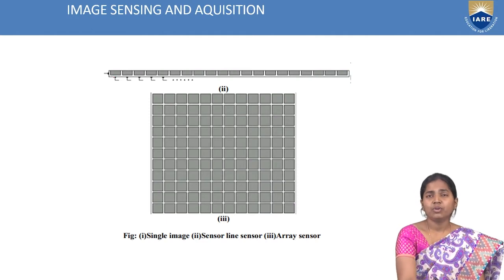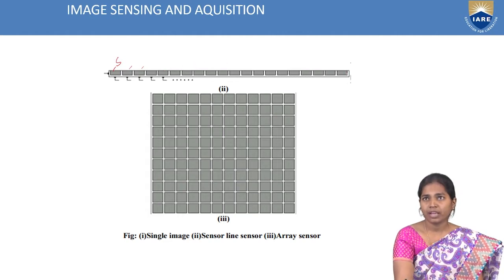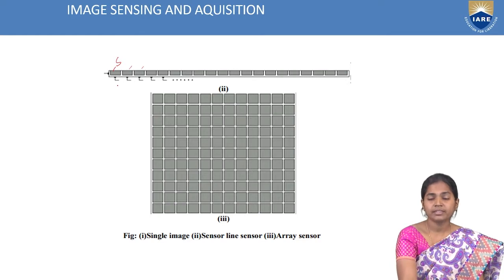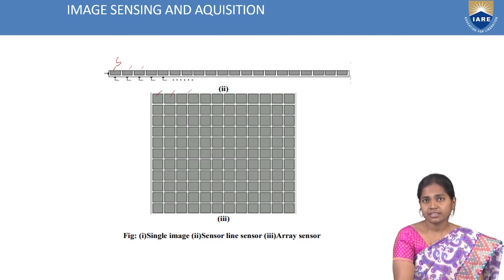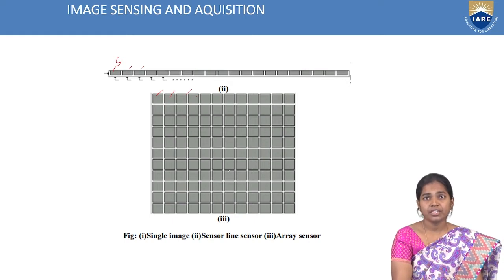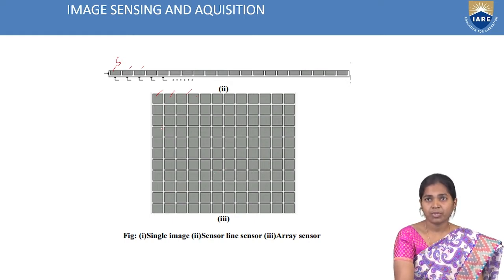Here a number of sensors are arranged in a group. This is one sensor: sensor 1, sensor 2, like that. Individual sensors arranged in the form of a line is nothing but a line sensor. When a number of sensors are arranged in an array or matrix form, it is nothing but an array of sensors.